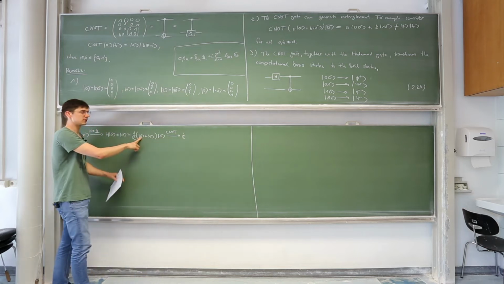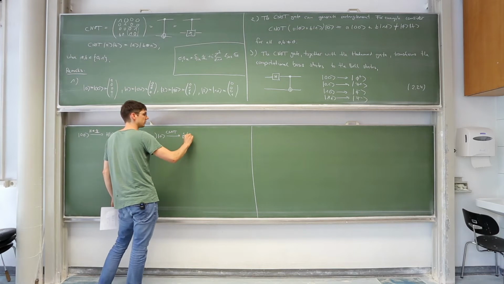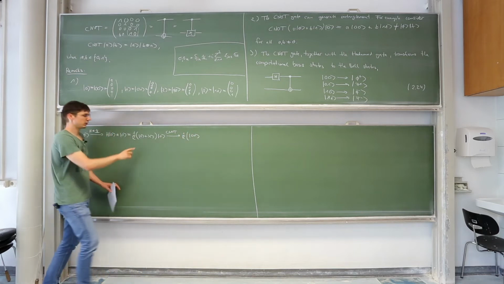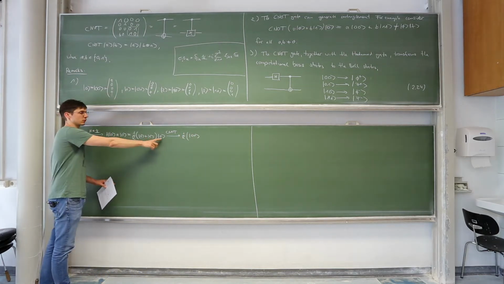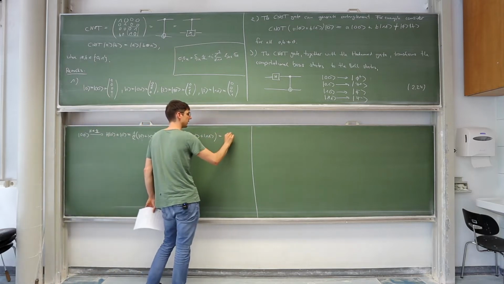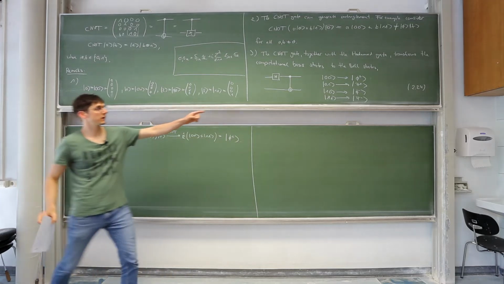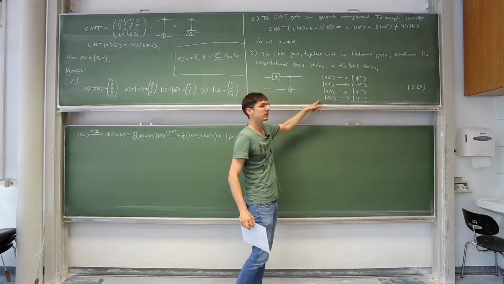And the CNOT-gate, if the first qubit is 0, then nothing happens on the second qubit, so we have 1 over square root of 2, |0,0⟩. And if the first qubit is 1, the second qubit is flipped, so we have plus |1,1⟩. And this is the Φ plus Bell state. Okay, and similarly, you can calculate these transformations.